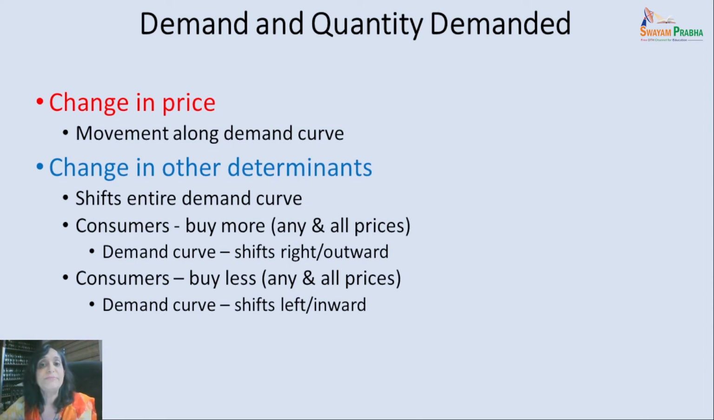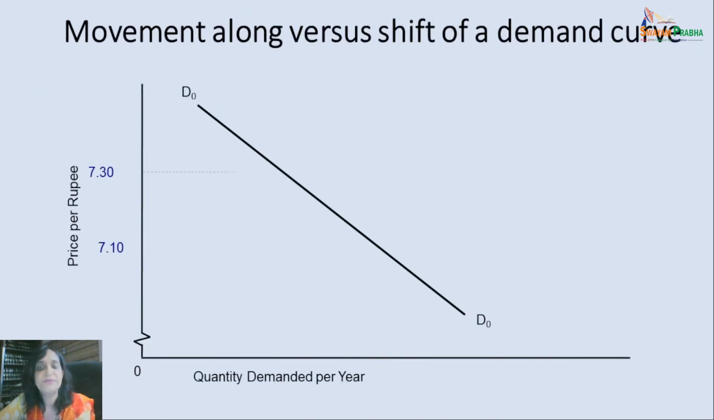A shift means factors other than the price have changed, so the entire demand curve may shift outside or it may shift inside. Whereas if other factors are not changing, and it is only the price which is changing, the movement will be on the same demand curve. Now let us see this graphically.